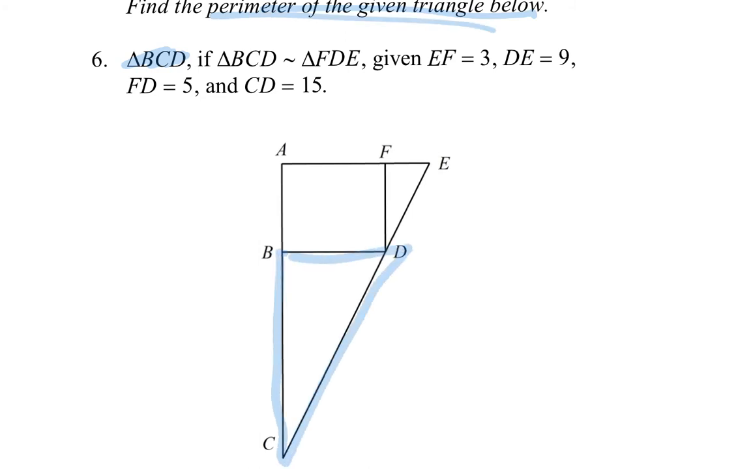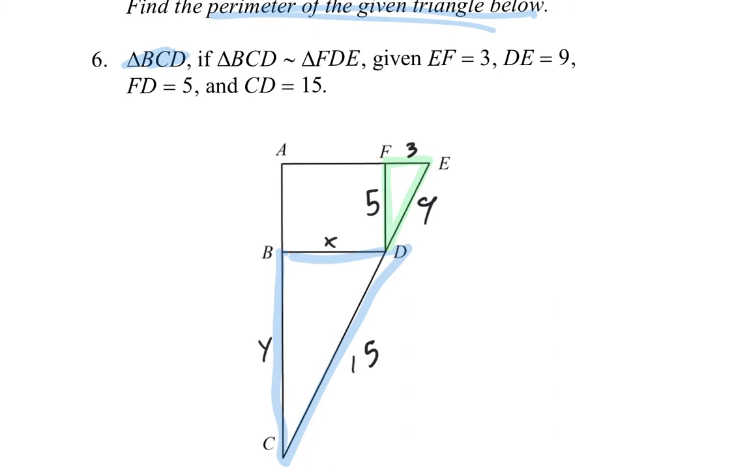But we know that it's similar to this triangle. And they give us a bunch of pieces, okay? So let's write in everything they give us. They say that EF is 3, DE is 9, FD is 5, and CD is 15. Well, if that's all true, then we could find these other pieces, and I'm just going to call them X and Y. So let's call this X, let's call this Y. If these two triangles are similar, I could use a proportion to solve for X, a proportion to solve for Y, add them all up, and I'll have my perimeter, okay?